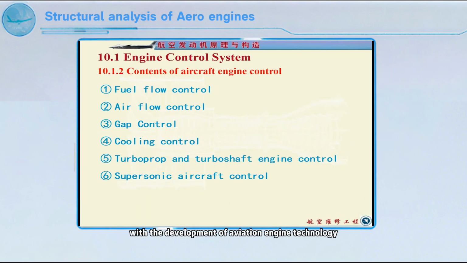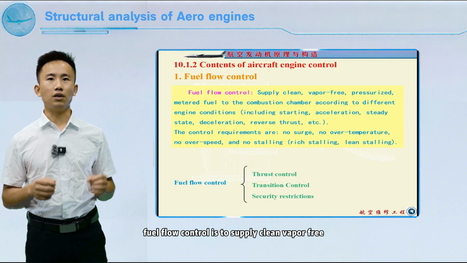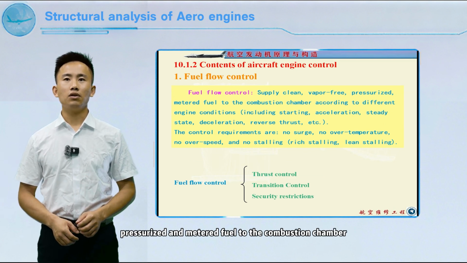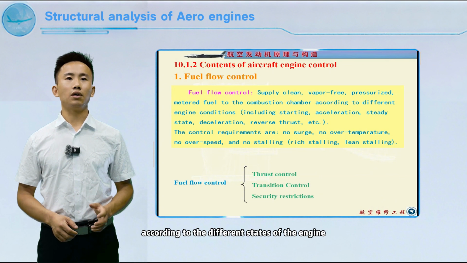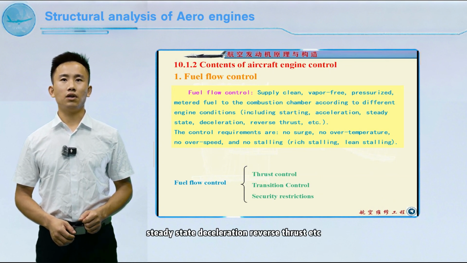With the development of aviation engine technology, engine control has assumed more and more tasks, including fuel flow control, airflow control, clearance control, cooling control, turboprop and turboshaft engine control, supersonic aircraft control, etc. Here, we mainly study the fuel control system of the engine. Fuel flow control is to supply clean, vapor-free, pressurized, and metered fuel to the combustion chamber, according to the different states of the engine, including starting acceleration, steady state, deceleration, reverse thrust, etc.